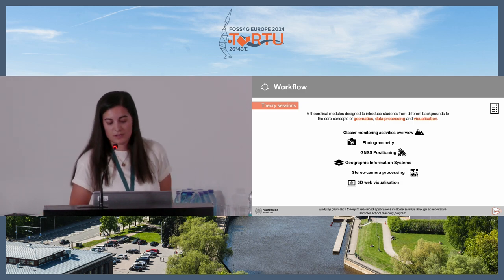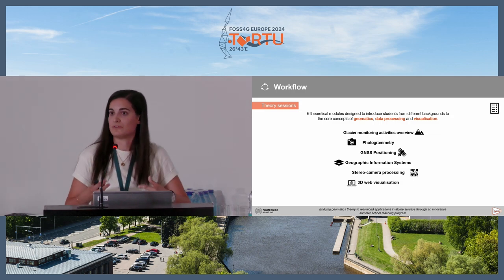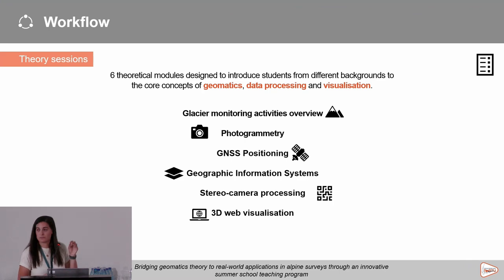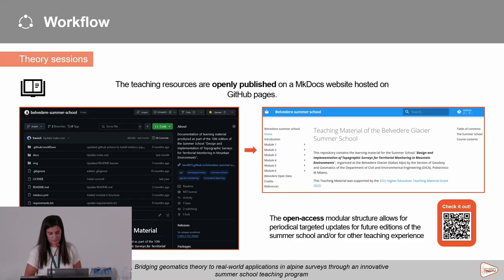And in conclusion, in order to communicate and also to improve the outreach of the project, how to build simple 3D web visualization with a common open source library.